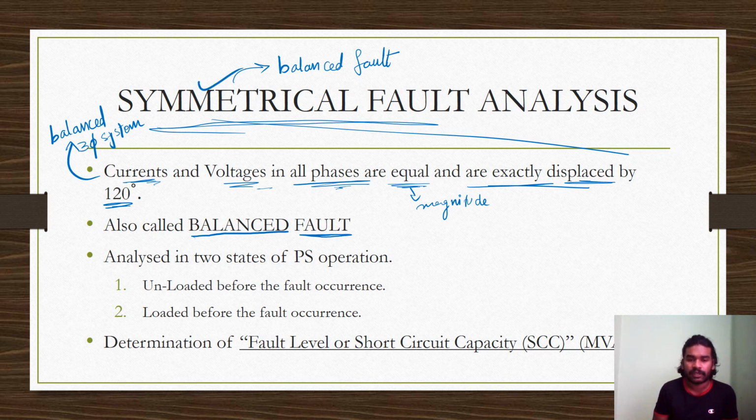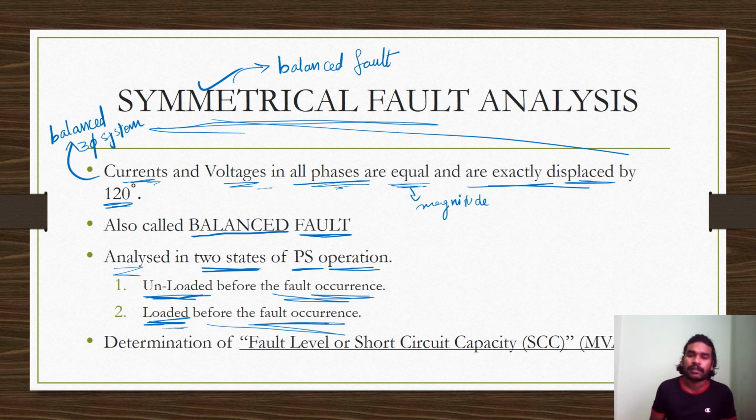Symmetrical fault analysis is done in two states of power system operation. What are the two states? One is the unloaded state and the other is the loaded state. Unloaded means the power system is operating without any load before the point of occurrence of the fault. The other state is when the system is loaded before the fault occurrence. We will consider the state of operation of the system before the occurrence of the fault, which might be unloaded or loaded. We will analyze the symmetrical fault in a power system in both these cases.